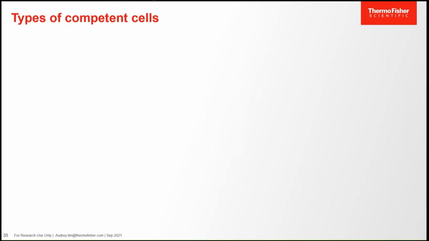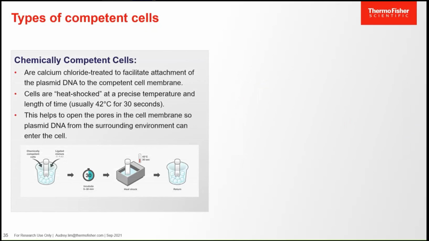Chemically competent cells are calcium chloride treated to facilitate the attachment of the plasmid DNA to the cell membrane. To get the plasmid into the cell, they are heat shocked at 42 degrees Celsius for 30 seconds, and this opens the pores of the cell membrane so that the plasmid DNA can enter the cell.